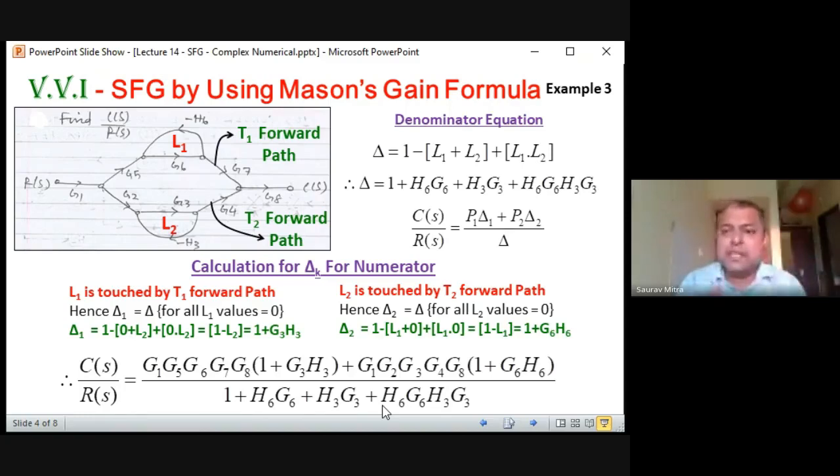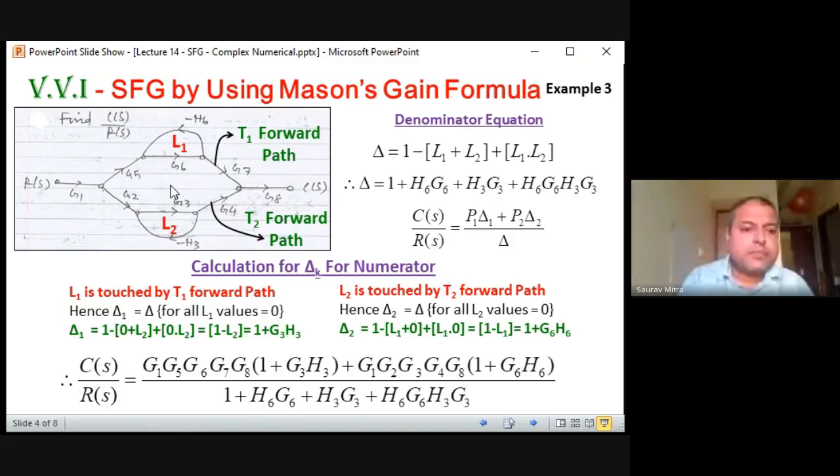And this is a symmetric kind of circuit with respect to the horizontal axis, the central axis. This is a perfectly symmetrical axis. That means what happens with loop 1, the same thing happens with loop 2. What happens with path P1, the same thing happens with path P2. But the denominator is not symmetrical because there are three types of terms: one is a constant term, one is single loop gain, and another one is a pair of loop gains. So this is a very simple numerical.